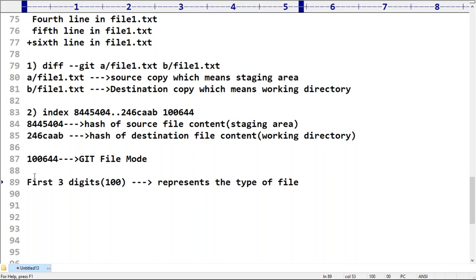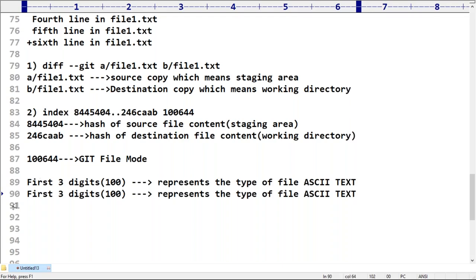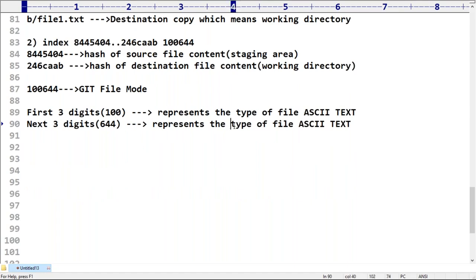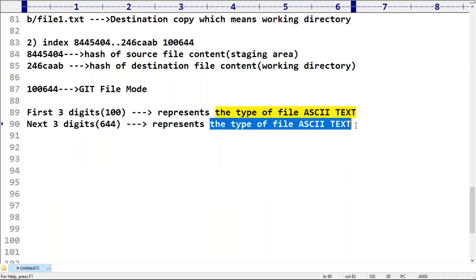Something like an ASCII text file. This is an ASCII text file. Next, the next three digits, 644, represents file permissions.